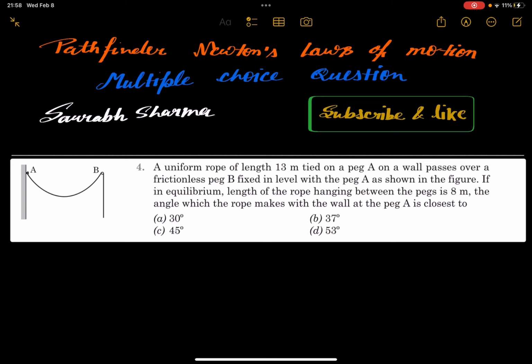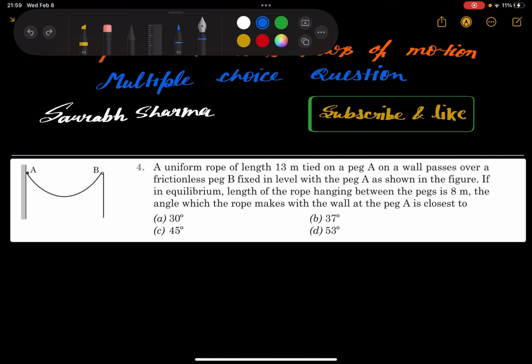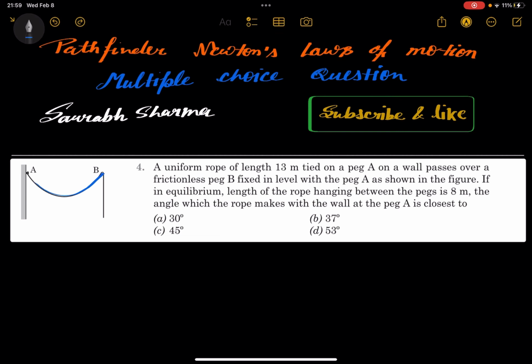So what the question is saying, this length is 8 meter. So you can say that this length is 5 meter. For better understanding, I will redraw this situation and then you will understand carefully.